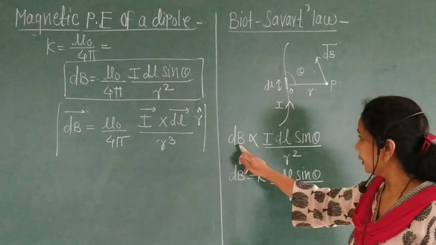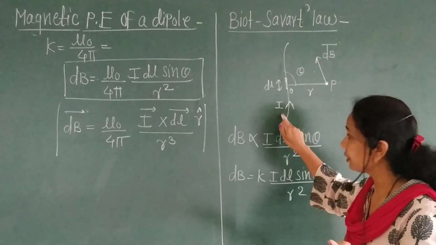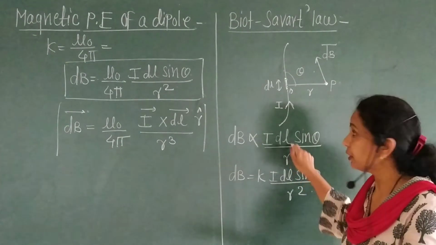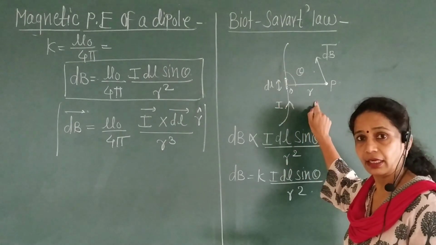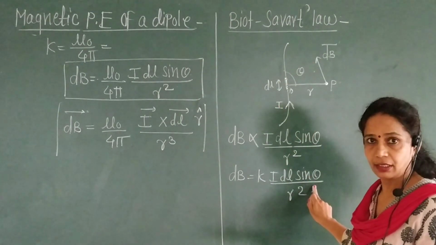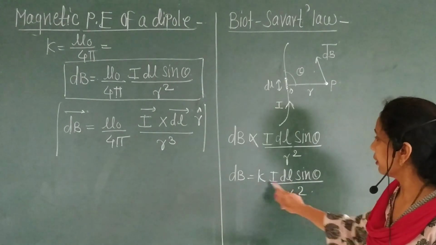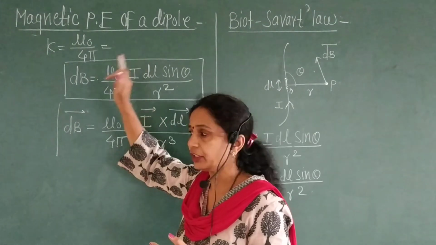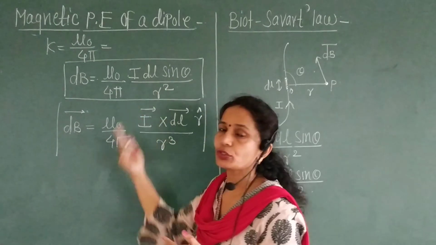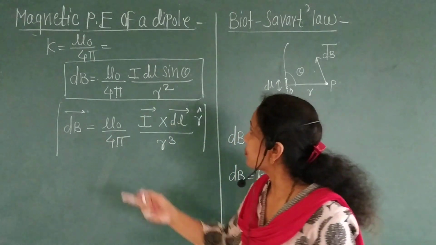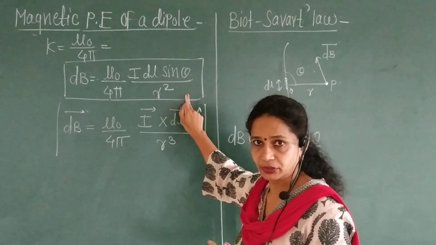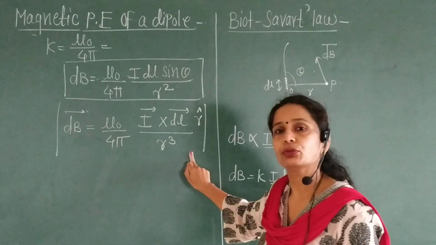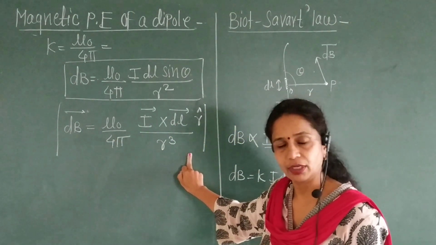Okay, because dB is directly proportional to I, meaning current, dl, the length of that element, and the sine of the angle between the element and the line OP, therefore you get this mathematical step. Then you get this: k is a constant, called the proportionality constant. Its value is mu 0 upon 4 pi, where mu 0 is the permeability of free space. Then put this value and you get this equation. This is the mathematical formula for Biot-Savart law, and in vector form you can write like this. Okay, let us stop here.